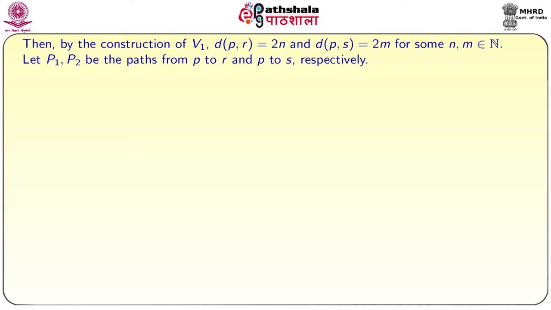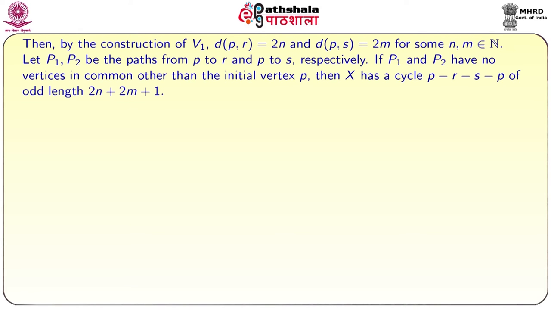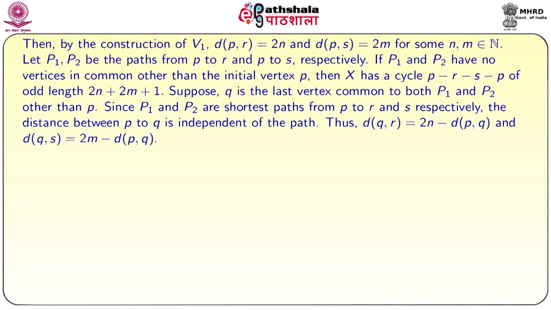Let P1 and P2 be shortest paths from P to R and P to S respectively. If P1 and P2 have no vertices in common other than the initial vertex P, then X has a cycle from P to R to S then to P of odd length 2n + 2m + 1.